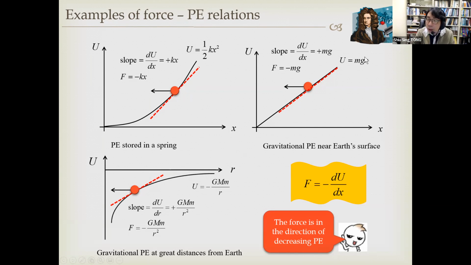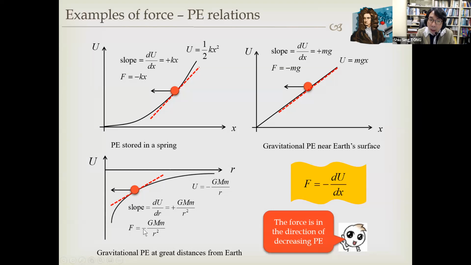Now, how about the gravity force at a large distance from the Earth? For a large distance, we cannot rely on mgx because it's not correct. You have to use the potential energy that we calculated, minus GMm over r. When we take the derivative, the differentiation of 1 over r is minus 1 over r squared. And that minus sign will cancel with the minus sign in front. And that leaves us with GMm over r squared with a plus sign.